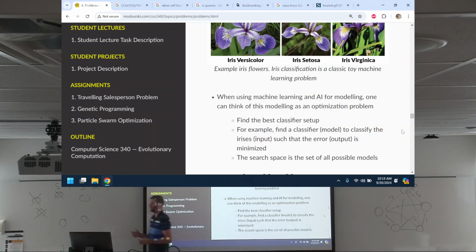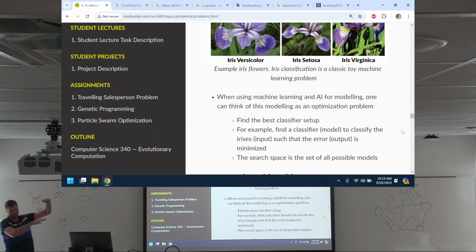Find the best classifier setup. Find a classifier model to classify the iris inputs such that the error output is minimized. So sometimes we can frame modeling problems as optimization problems if you think of the process of finding a model as the search space, which is kind of interesting. We're going to be doing this when we start talking about genetic programming.